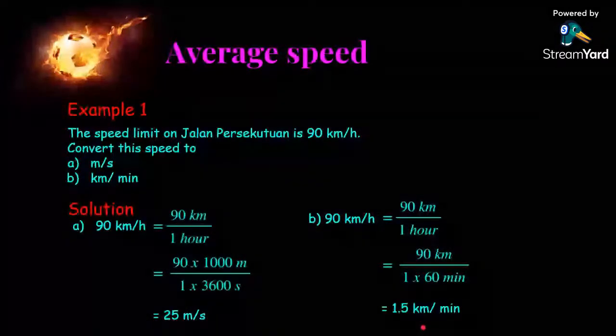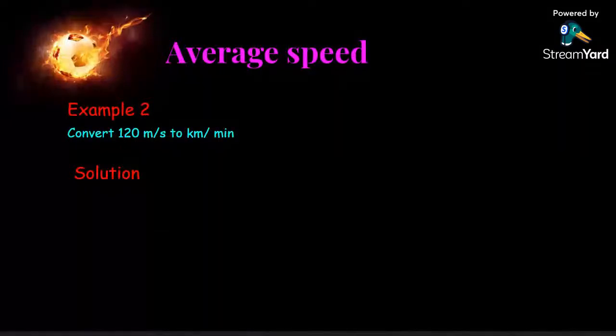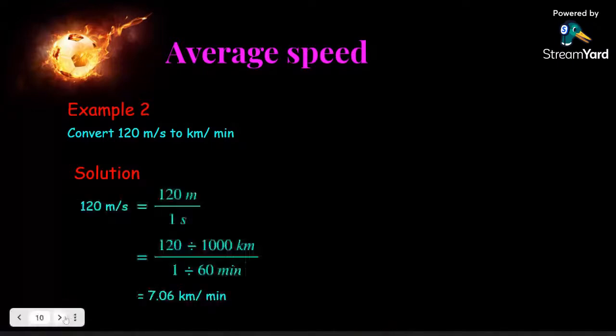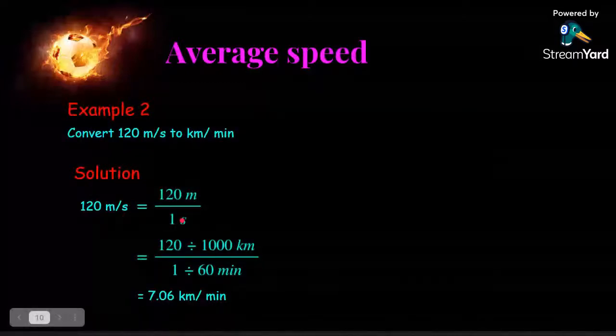Alright, now let's move to the example 2. Still lagi conversion of unit. Okay, convert 120 meter per second to kilometer per minute. Okay, nampak. So now from meter per second to kilometer per minute. So what you need to do? Okay, 120 meter per second. So 120 meter over 1 second. Okay, we use dalam bentuk fraction.